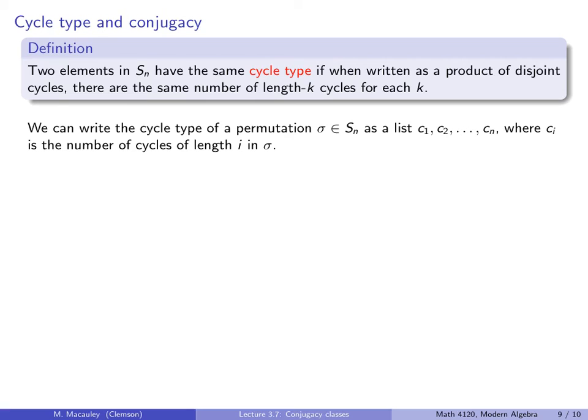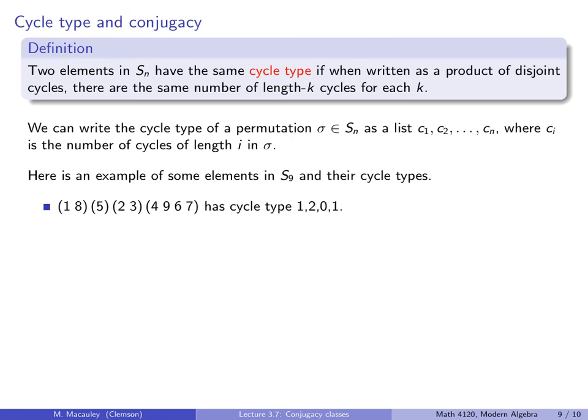For any permutation, we can write the cycle type as a list, C1 up to Cn, where Ci is the number of cycles of length i in the permutation. Let's do some examples. So this element lives in S9, and it has 1 1-cycle, 2 2-cycles, 0 3-cycles, and 0 4-cycles.